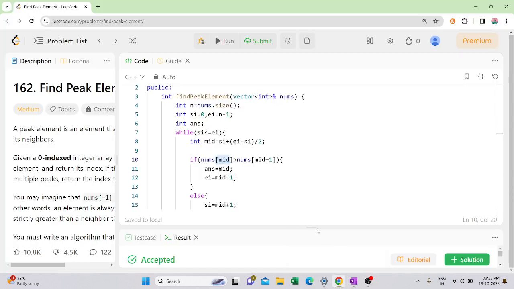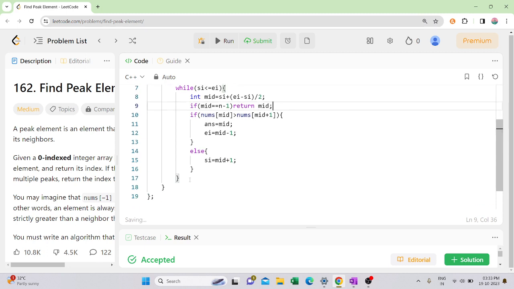So for that, what we can do is, we can see that yes, if our mid is equal to the end element, that is the index mid equals n minus 1, then we can simply return mid from that. And from here we can return our answer. So this is the template which we discussed.